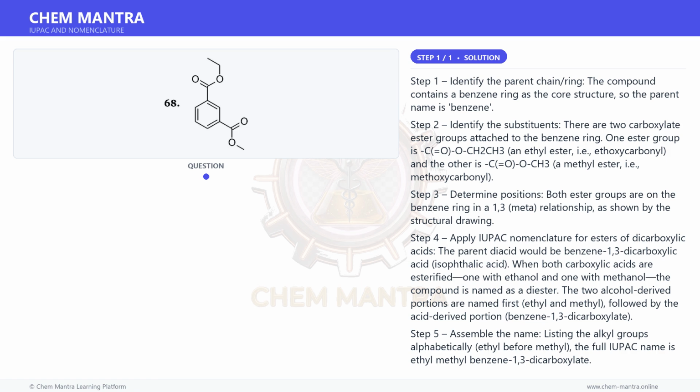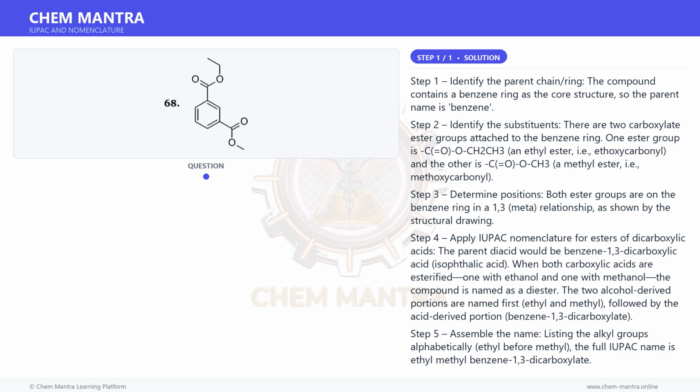Step 3. Determine positions. Both ester groups are on the benzene ring in a 1,3 meta relationship, as shown by the structural drawing. Step 4. Apply IUPAC nomenclature for esters of dicarboxylic acids. The parent diacid would be benzene-1,3-dicarboxylic acid, isophthalic acid.